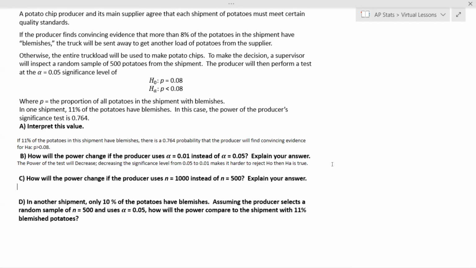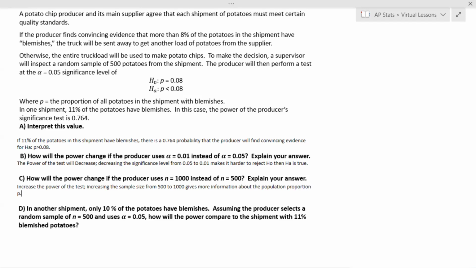Part C: how will the power change if the producer uses 1,000 for his sample size instead of 500? Now, assume the 10% condition is still going to hold. This will increase the power of the test. Increasing the sample size from 500 to 1,000 gives more information about the population proportion p. Okay, so that should make intuitive sense. If you have a bigger sample, then you have more information about the population.